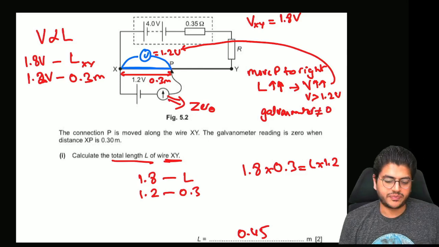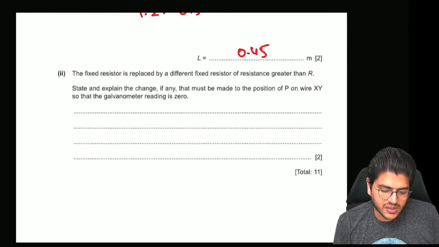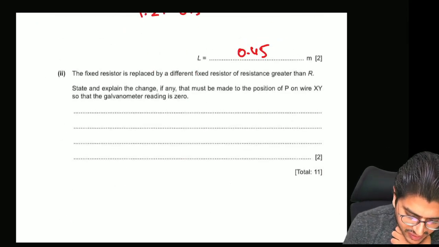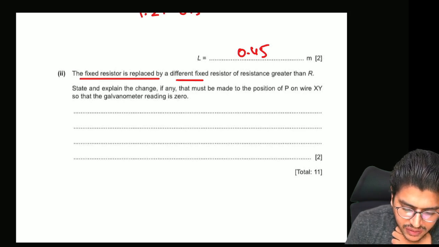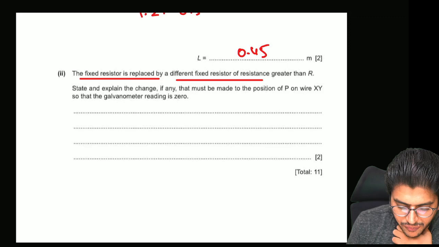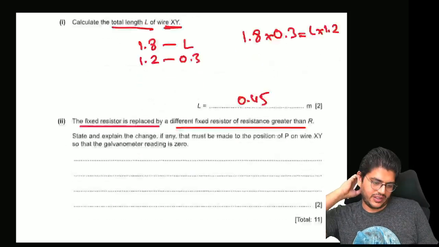The fixed resistor is replaced, they're changing the question. The fixed resistor is replaced by a different fixed resistor of resistance greater than R. Okay.